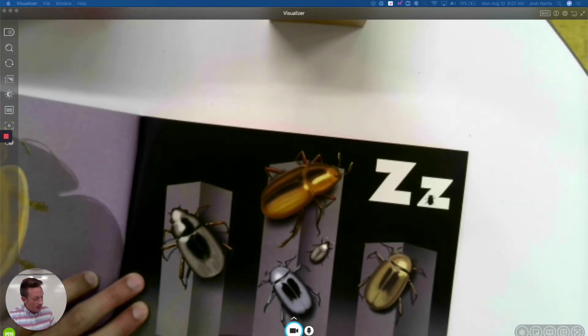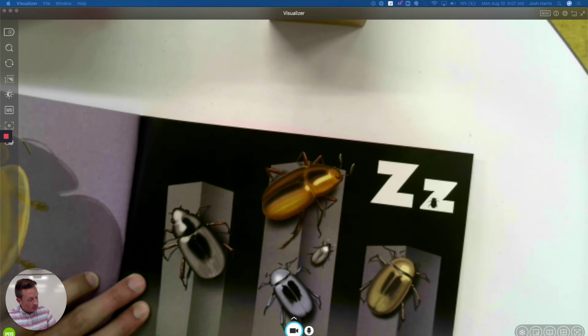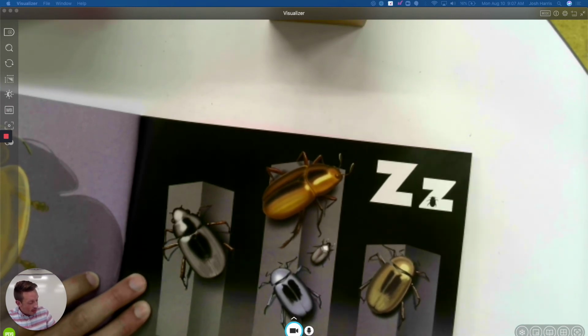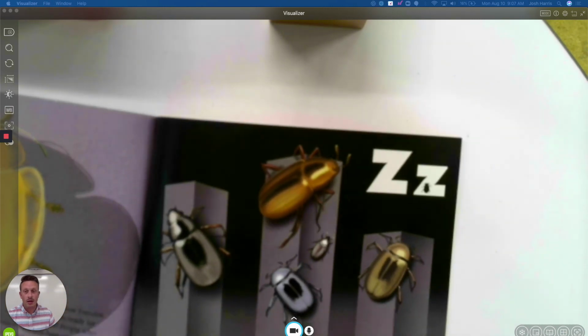Welcome to the land of metallic beetles. Did someone forget some jewelry? On this page there is a zinc metallic beetle, a platinum beetle, a gold metallic beetle, a silver metallic beetle, and a bronze metallic beetle. Z is for zinc metallic beetle.